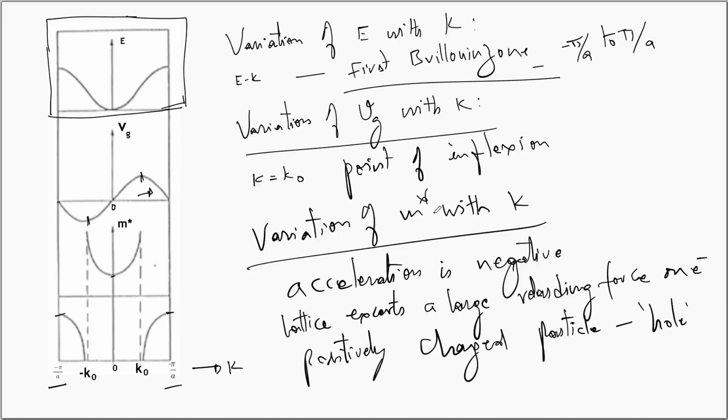We have seen the variation of effective mass with k. We have said that as the k is increased, the effective mass also increases up to the inflection points on either side, k0 and minus k0. Beyond the inflection points, the effective mass suddenly changes to negative. The sudden change in the effective mass is explained using the force that is exerted on the electron by the lattice. In this region, that is from k0 to pi by a and minus k0 to minus pi by a, the electron is considered as a positively charged particle, and the particle is generally referred to as a hole.